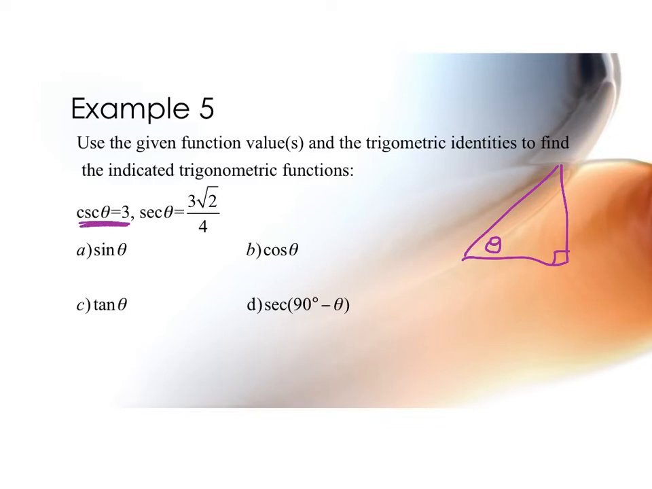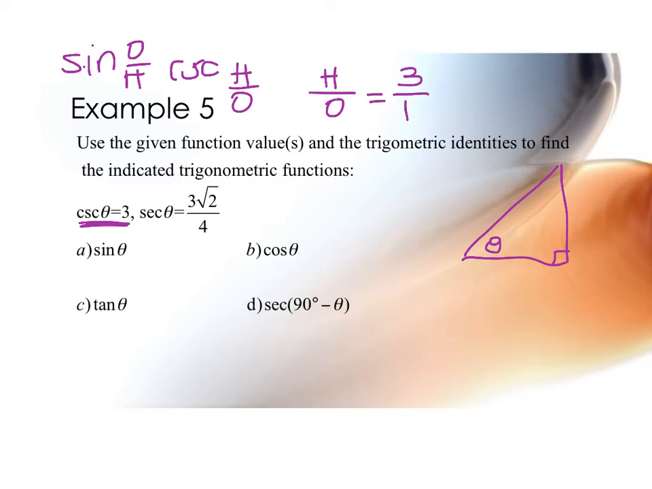And then use the first thing they give you to start your triangle. So cosecant is the ratio of what two sides? Good. Sine would be opposite over hypotenuse, which means cosecant is hypotenuse over opposite. So it's telling you that the hypotenuse over the opposite side is 3, which would be 3 over 1. So hypotenuse is 3, opposite side is 1. You good?